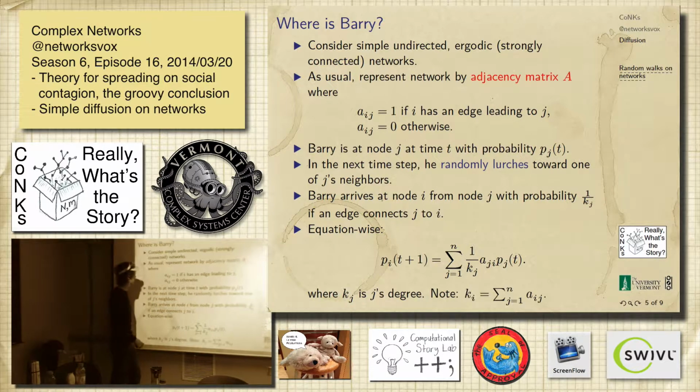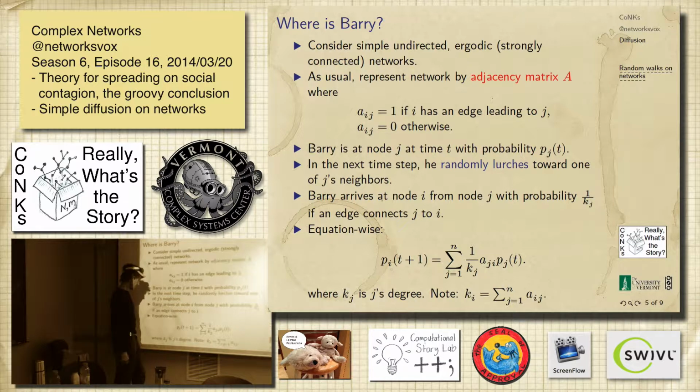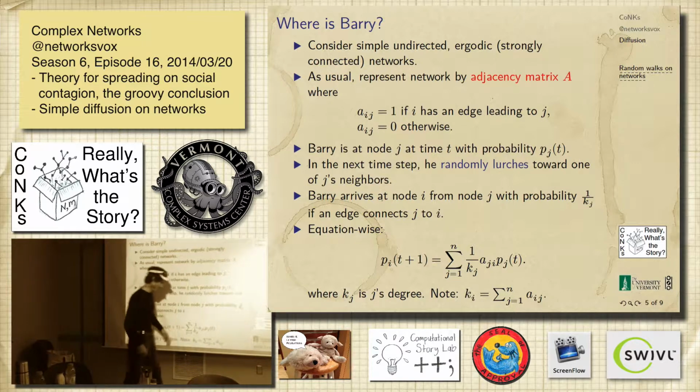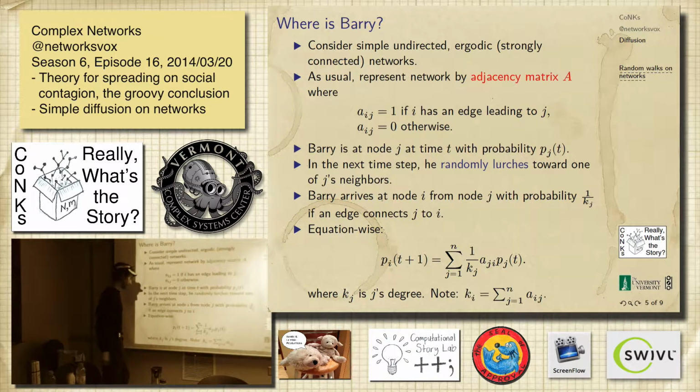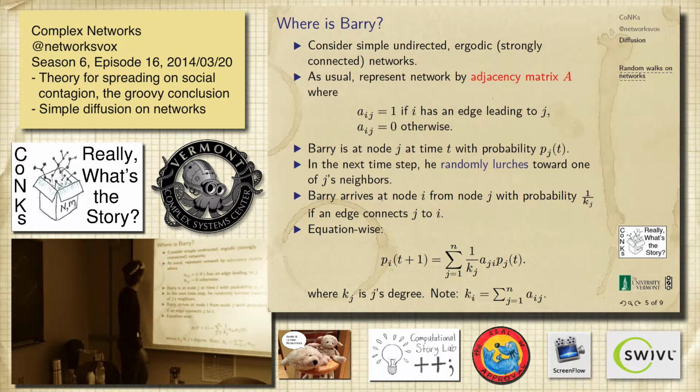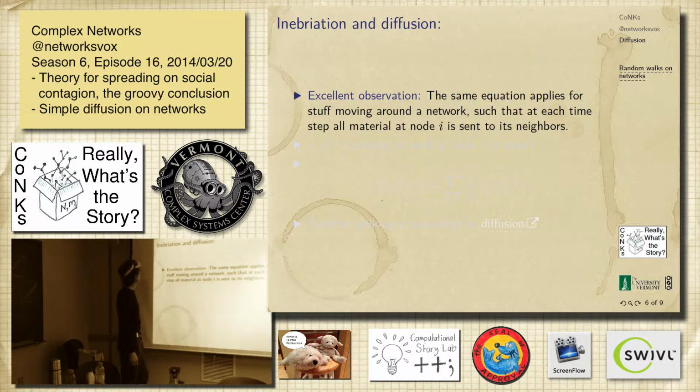Okay, so let's try to make that a better thing. Another thing we can say is that the degree of node i, k_i, is the sum of the entries in the adjacency matrix in the ith row, the sum over j of A_ij.